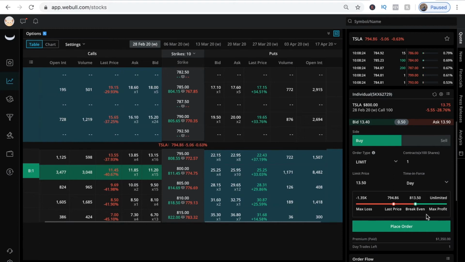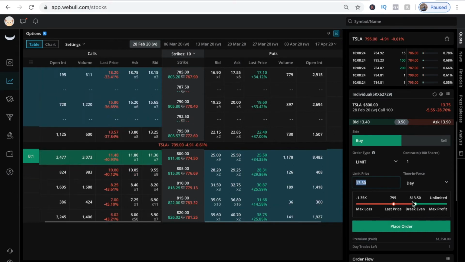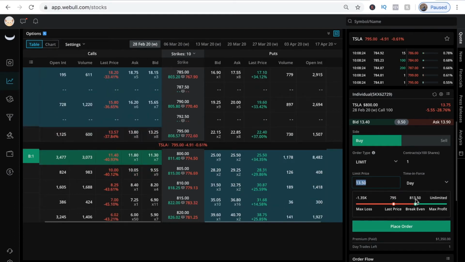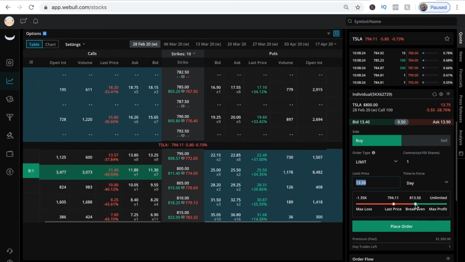So what is this number? This number is $813.50 because you're paying $13.50, let's say that's your price right here. My limit price is $13.50. That's going to cost me $1,350. So when we get to the expiration date of the 28th or the Friday, whenever your contract expires, this is going to be dependent upon your contract, you're going to have an intrinsic value, as they call it, which is going to be the actual price above your strike price on the call side and your price below the strike price on the put side. The intrinsic value needs to be at what you paid for it or better for you to make money.